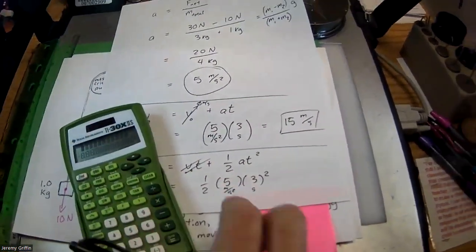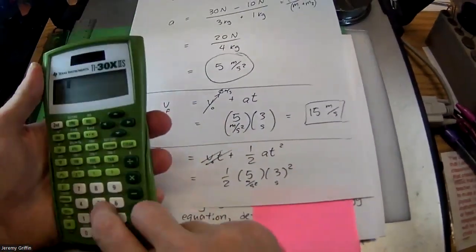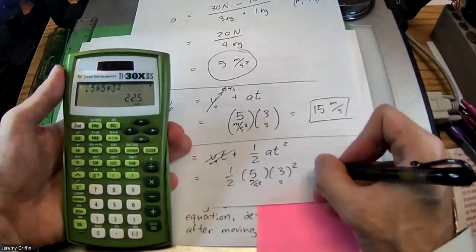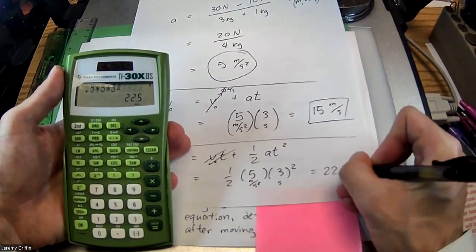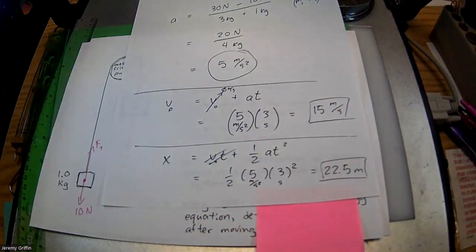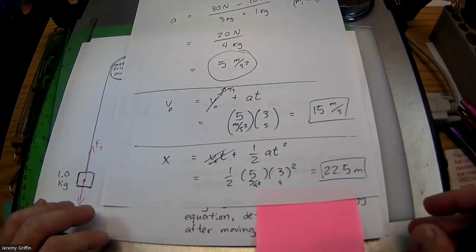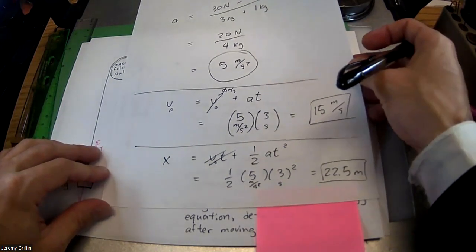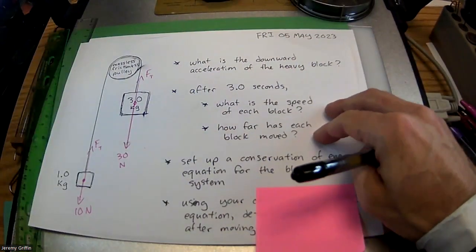We got 1/2 times 5 times 3 squared. That's 22.5 meters. Let's say this is a giant Atwood, several stories tall, if it was allowed to go along that long. Everybody good so far? You guys can solve all these.